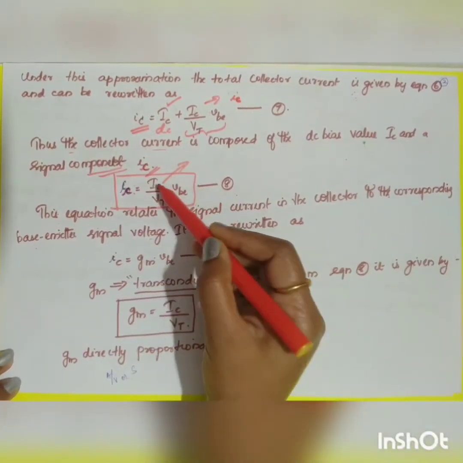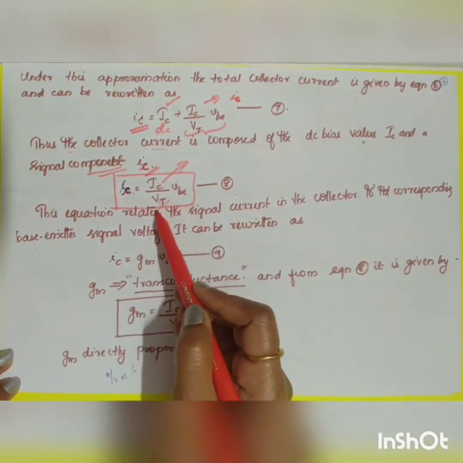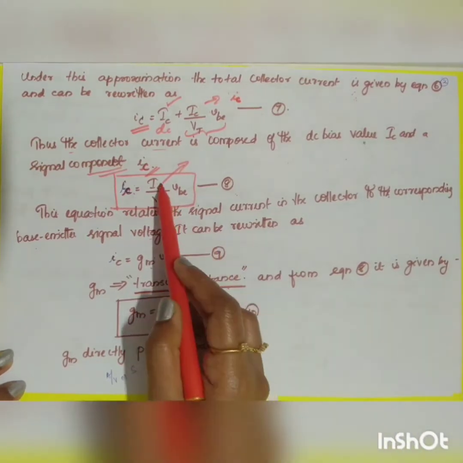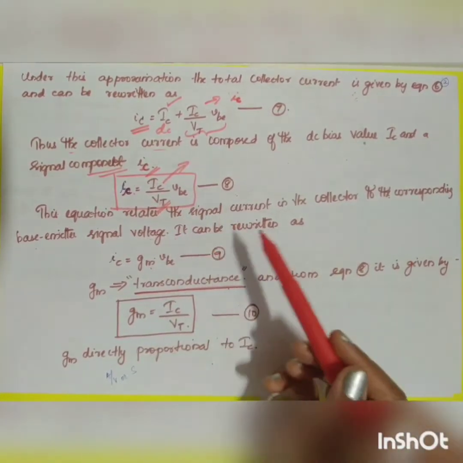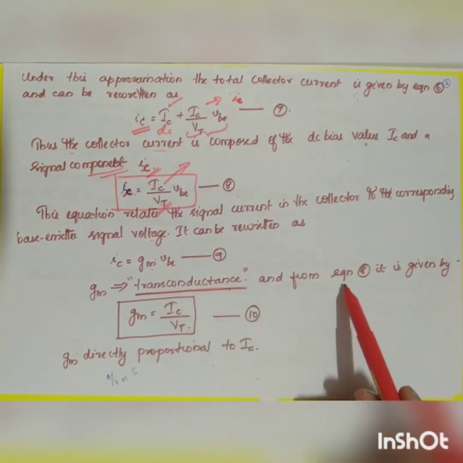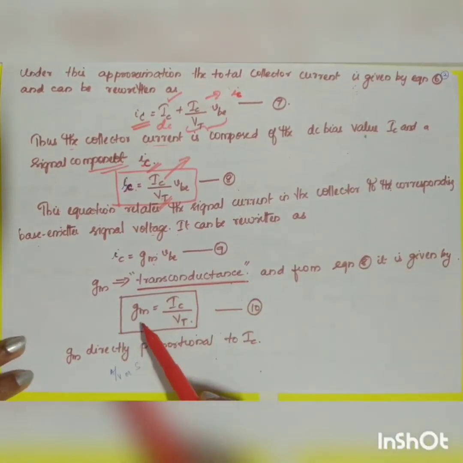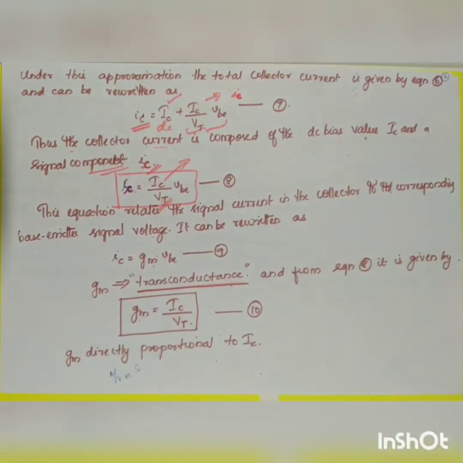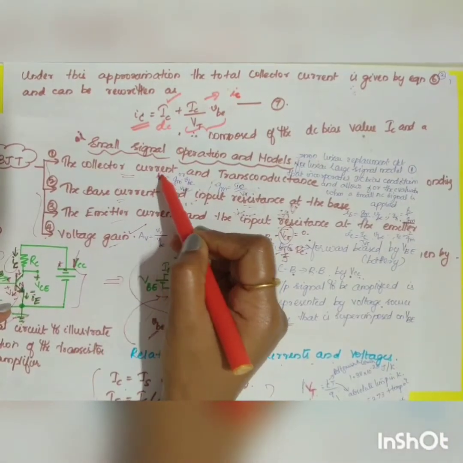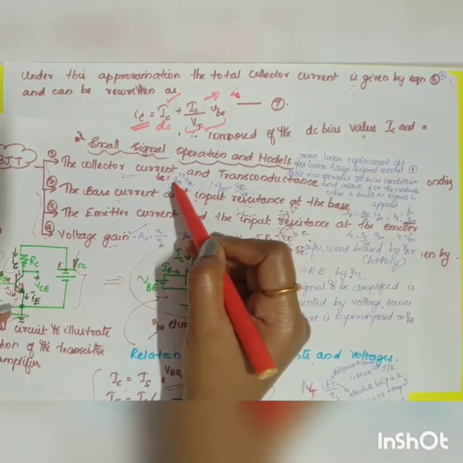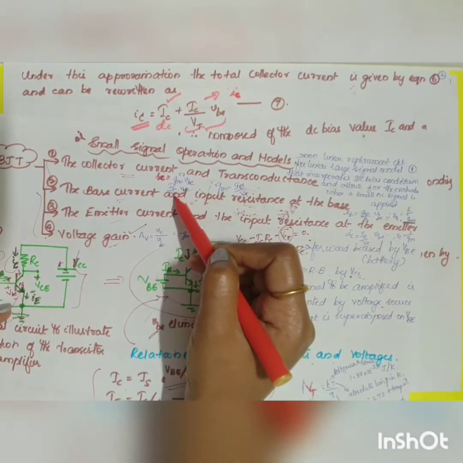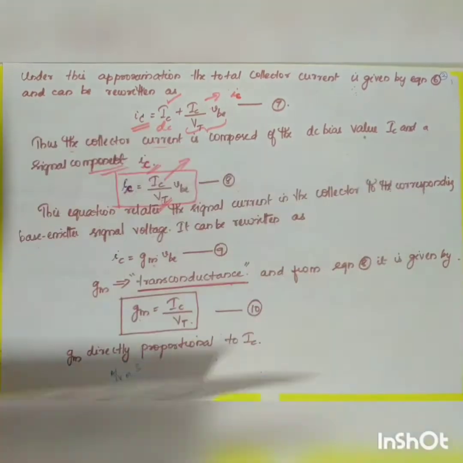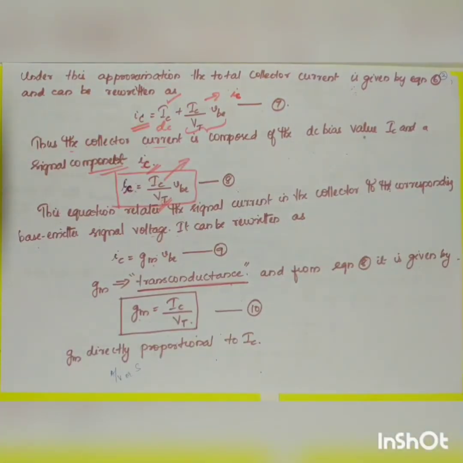Now this can be rewritten as IC by VT, which is given a term called gm. This gm is called your transconductance, I by V, the reciprocal of resistance. From equation 8, gm is equal to IC divided by VT. So for the first parameter we have found both values: small signal ic will be equal to gm into VBE or IC by VT into VBE, right? And gm is equal to IC divided by VT. So we have got the first two equations.